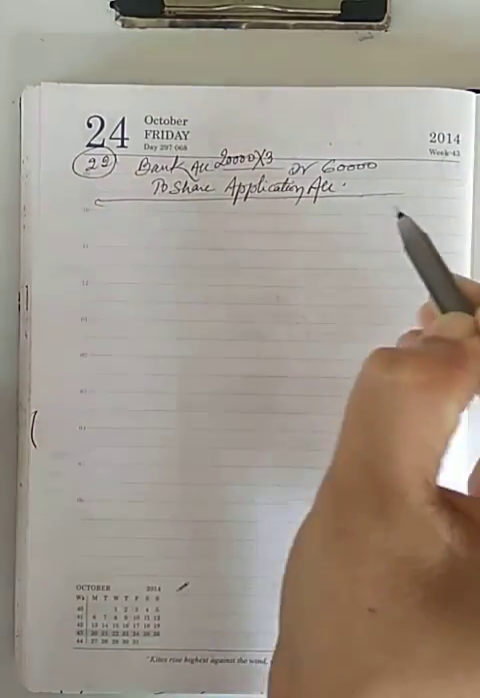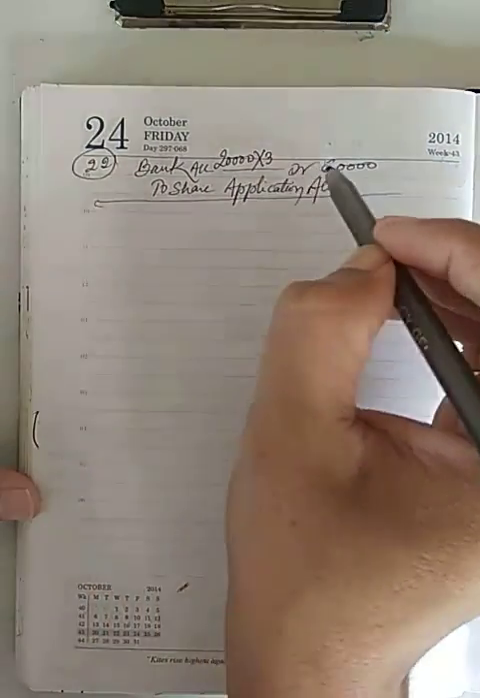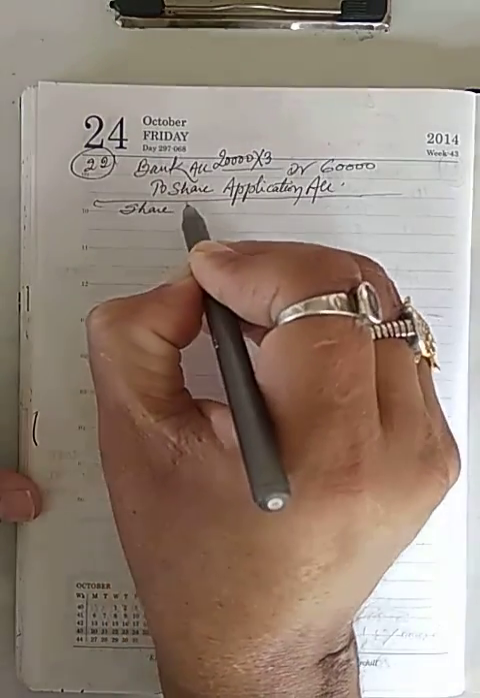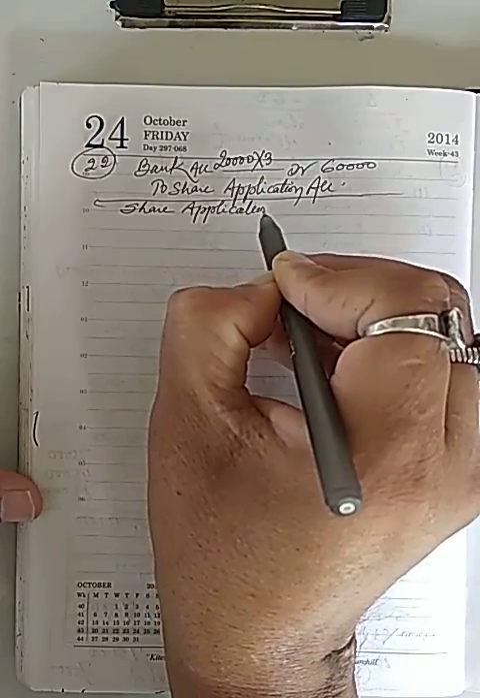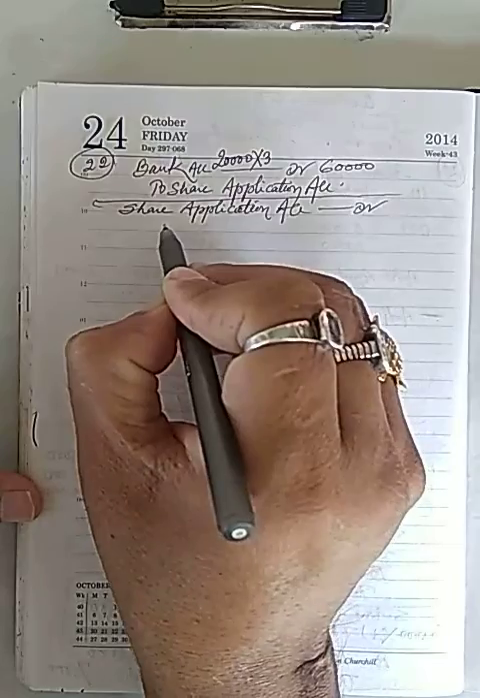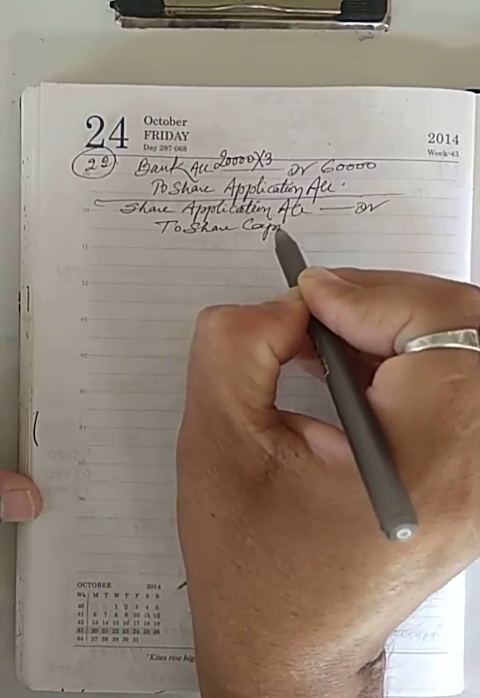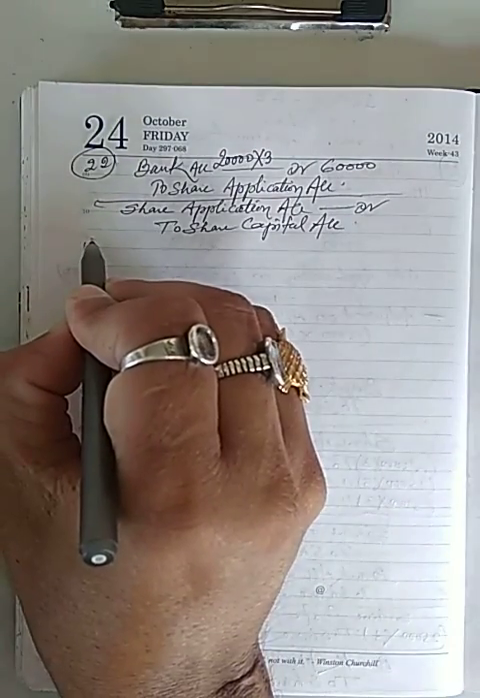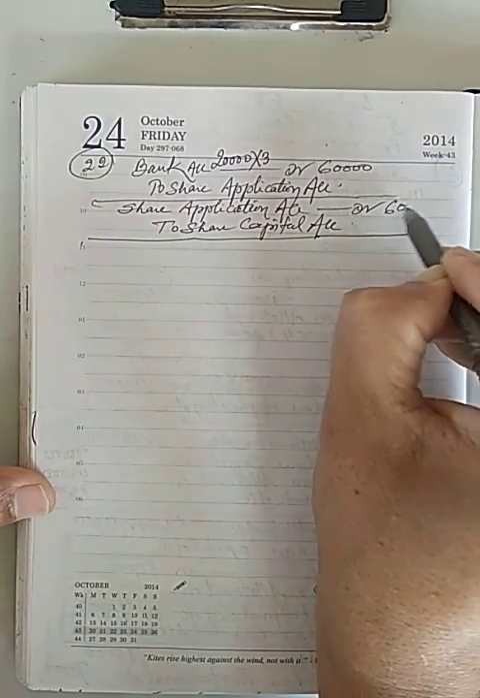Now I will transfer application money to share capital account. So the journal entry will be share application account Dr to share capital account, 60,000.